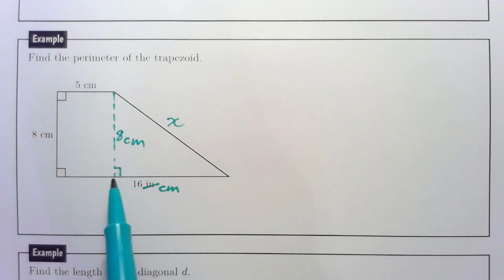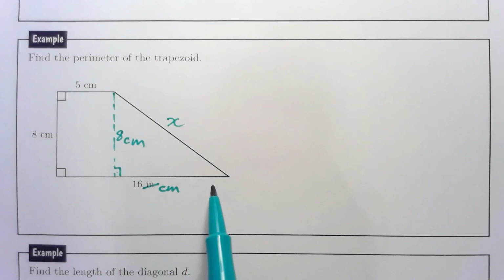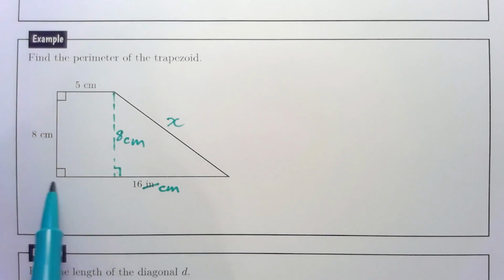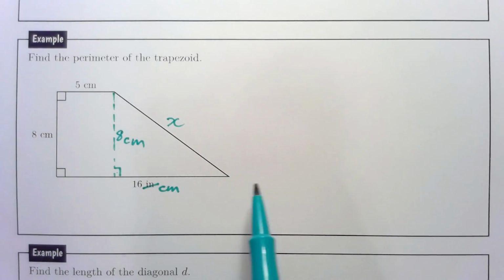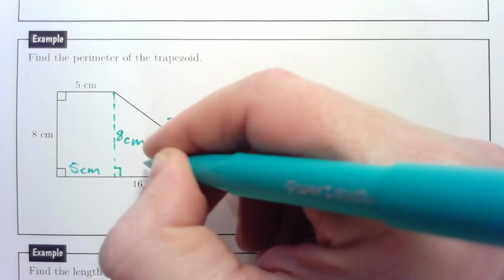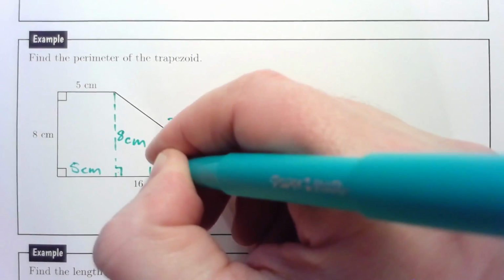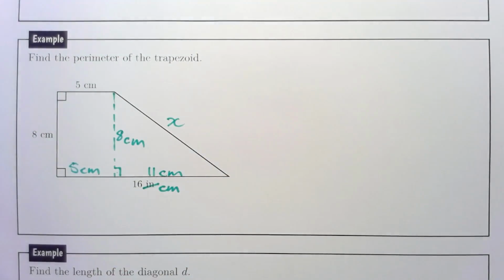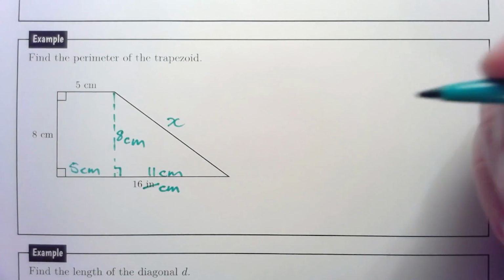Now the other side of our right triangle is this one here. Now it's not 16 centimeters because that's the distance all the way across the bottom. But because we know that this part here is 5 centimeters, the other part of it must be 11 centimeters. So that means we now have 2 of our 3 sides for our right triangle. So we can use the Pythagorean theorem to find the third one.